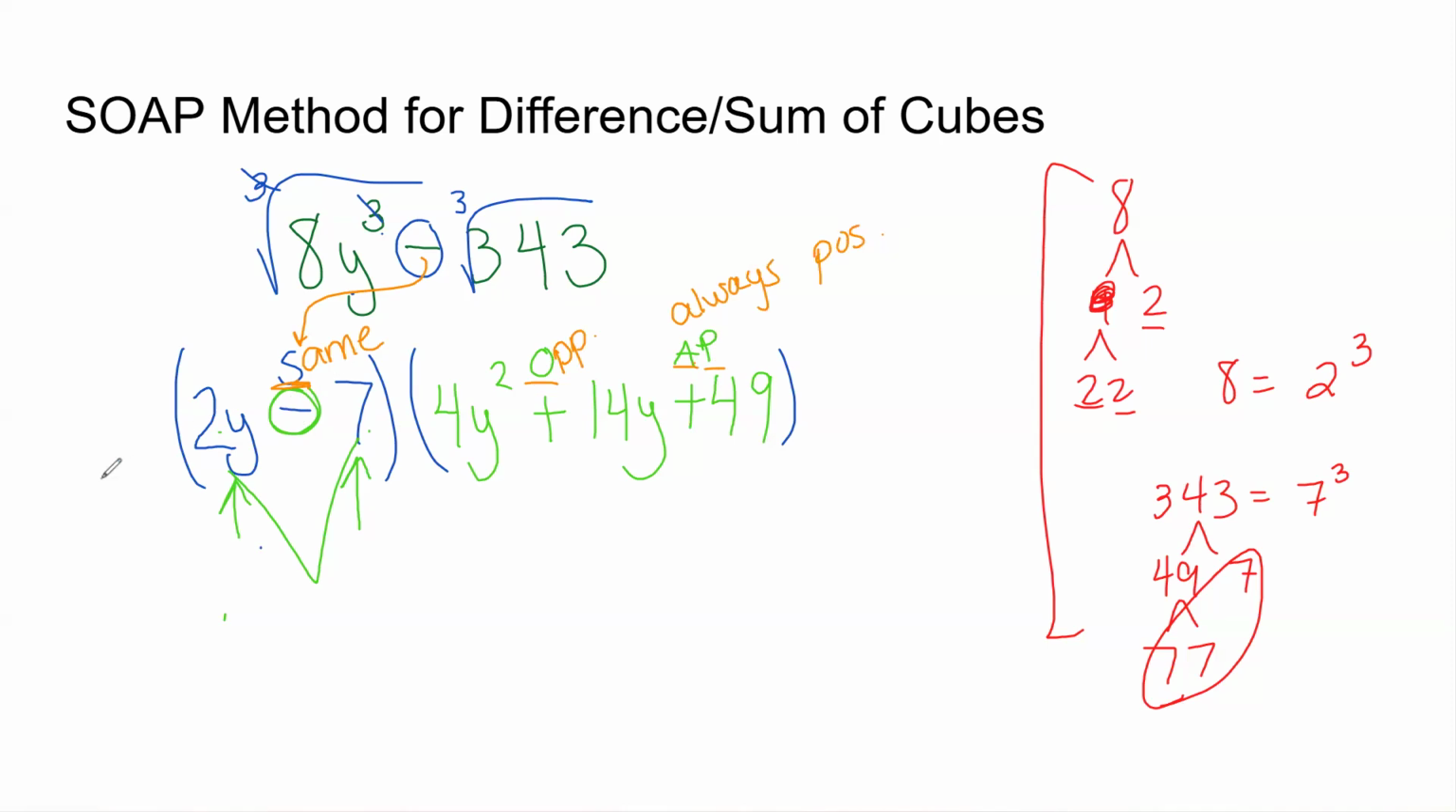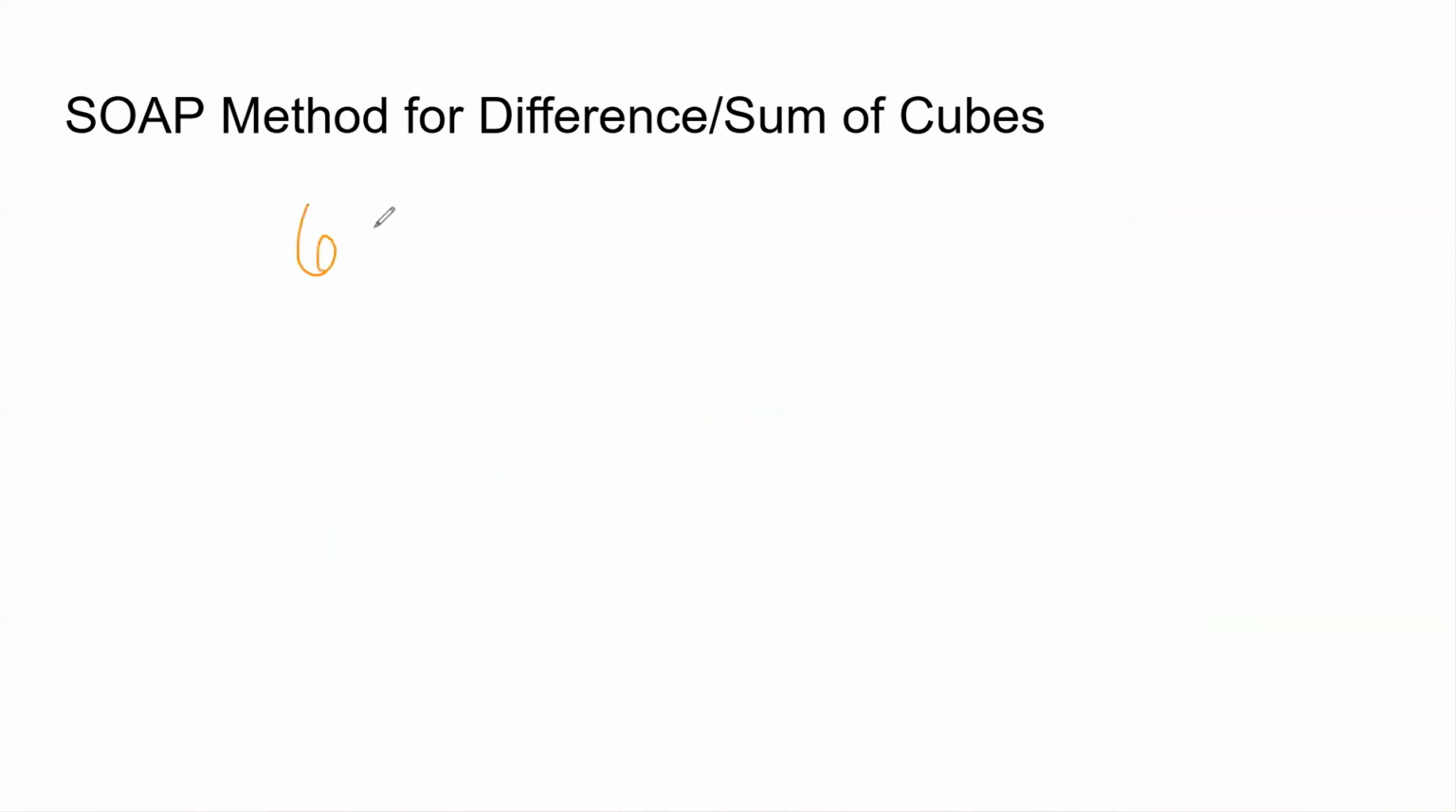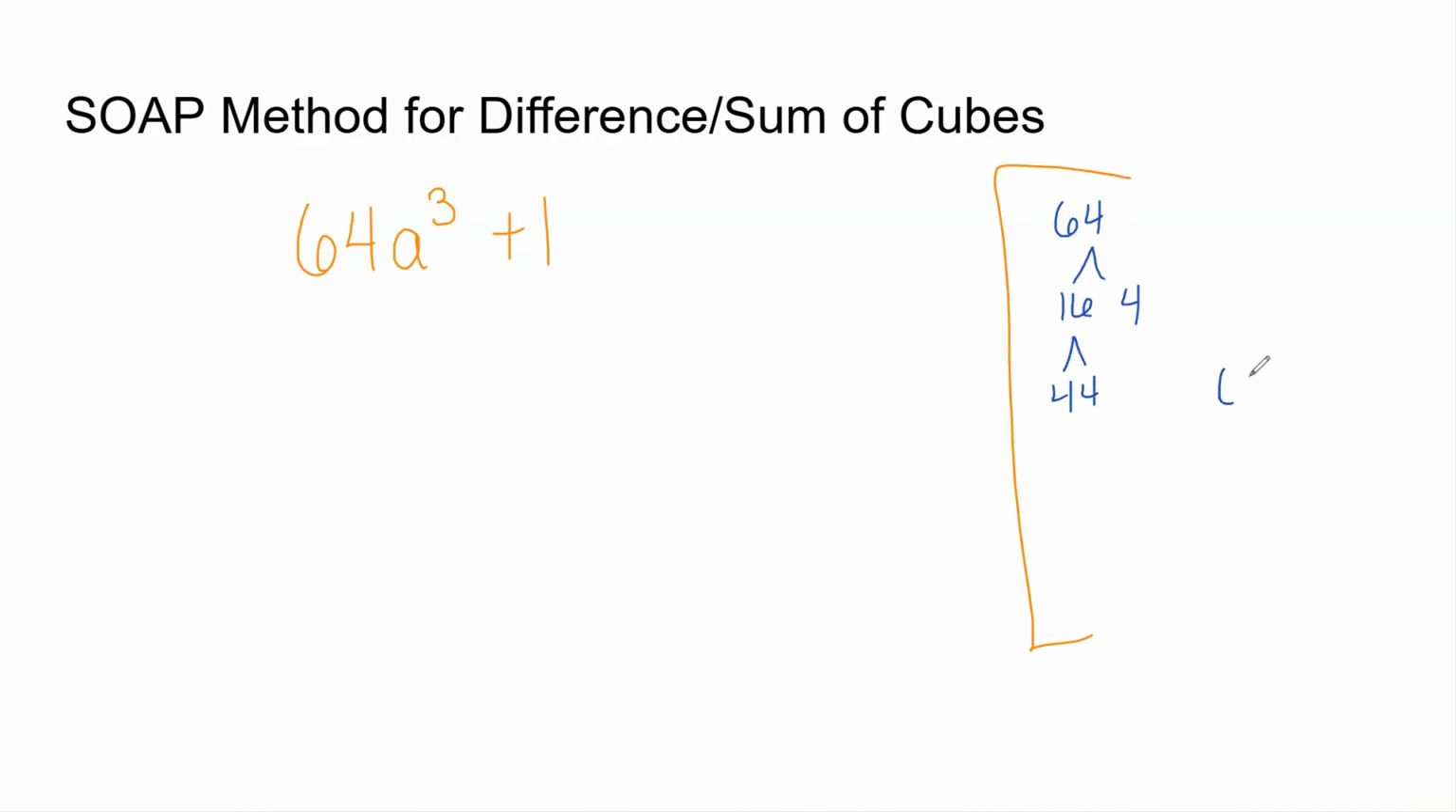Good news, difference of cubes. Good news, sum of cubes goes the same way. Let's do 64a cubed plus 1. Again, you may not need to do this step, but they do both need to be perfect cubes. Is 64 a perfect cube? That's 16 times 4, which is 4 times 4. So yes, 64 is 4 cubed, and 1, of course, is 1 cubed. So they are both perfect cubes.